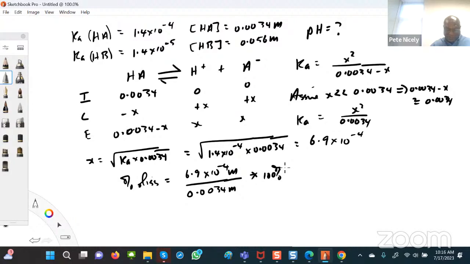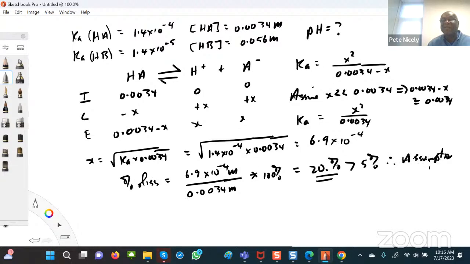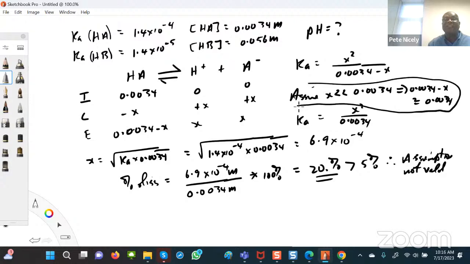Okay, now this one, according to my calculation, works out to give 20%, which is obviously greater than 5%, which means that the assumption is not valid. Remember the assumption we made; let me write this down: assumption not valid. If the assumption is not valid, that means that this is not true, and we have to go back to this equation and solve it the longer way.